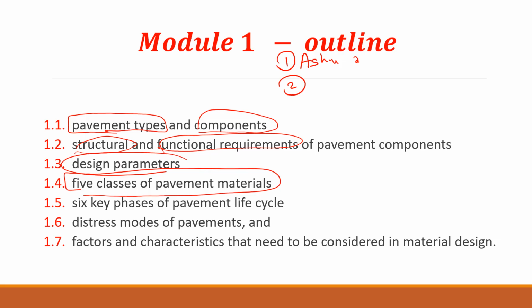And the next one is the cement concrete. And what else? You can have aggregates, granular aggregates, aggregates as they are, and also you can have modified aggregates, and you can have cemented aggregates. So these are the 5 classes.